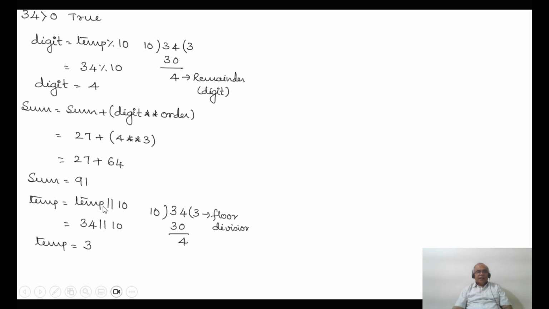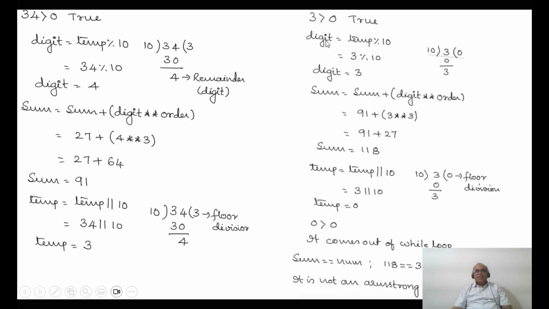Then what is the value of temp? Temp will be integer division 10. So 34 divided by 10, what is that? 3 is the floor division. So temp is equal to 3. If 3 is greater than 0, condition is true. Digit is equal to 3 % 10. So what is the remainder? Remainder is 3. So digit is equal to 3. 91 plus 3 to the power of 3. 91 plus 27, sum is equal to 118. Then temp is equal to 3 integer division 10, so it becomes 0. Temp is equal to 0. If 0 is greater than 0, it comes out of the while loop.